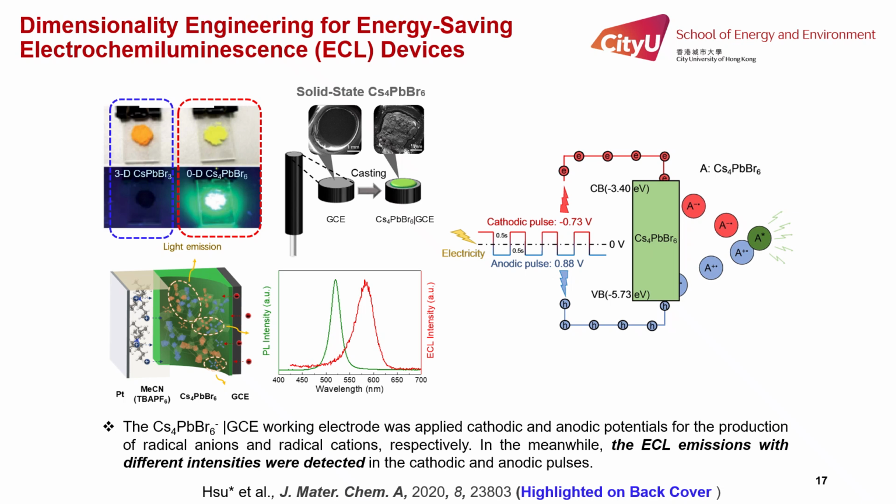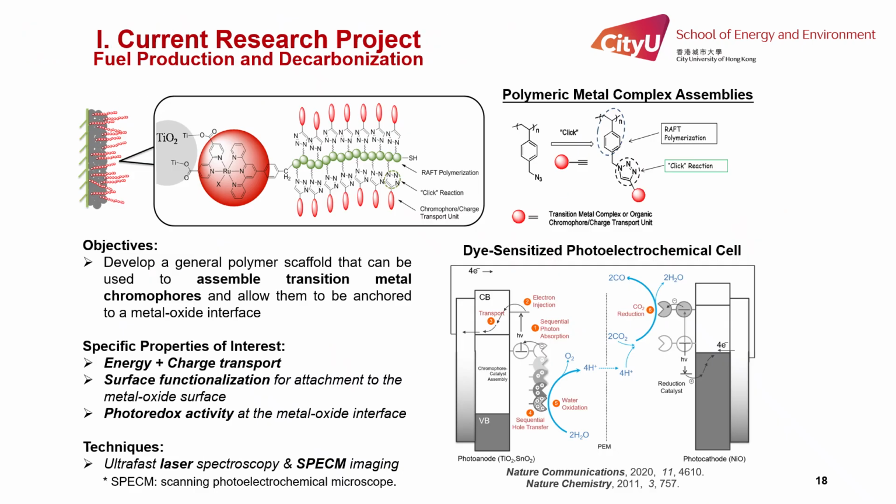We then alternately apply cathodic and anodic potential to produce radical anions and radical cations. The ECL emission is finally produced by undergoing an ion annihilation process. I will introduce our current research projects in the following slides.